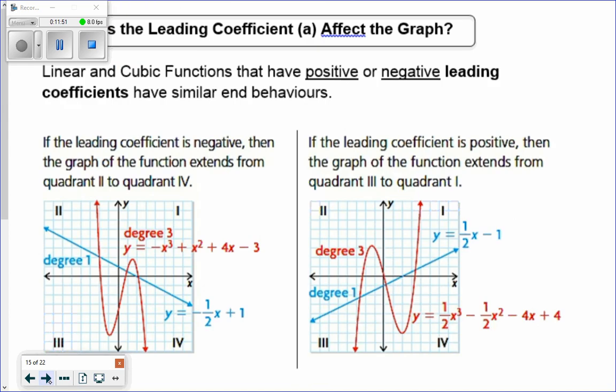Okay, leading coefficient. This one's my favorite. The leading coefficient affects how the graph ends on the far right side. If the leading coefficient is positive, on the far right side, the graph is going to finish by going up. If the leading coefficient is a negative number, the graph is going to finish by going down on the right-hand side.